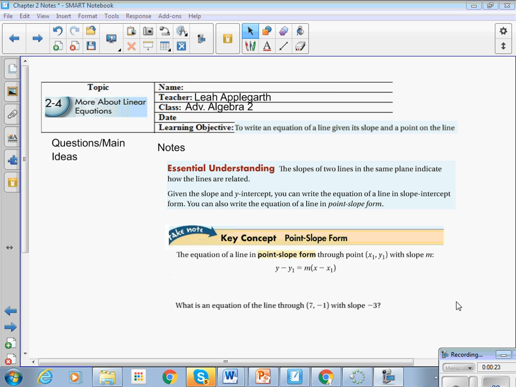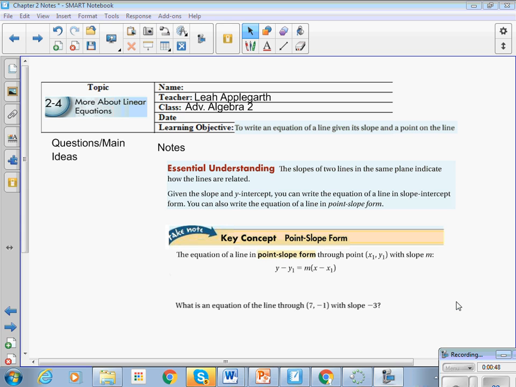So our essential understanding is that the slopes of two lines in the same plane indicate how the lines are related. So if you're looking to see how your lines are related, look at their slopes. Given the slope and the y-intercept, you can write the equation of a line in slope-intercept form. You can also write the equation of a line in point-slope form.